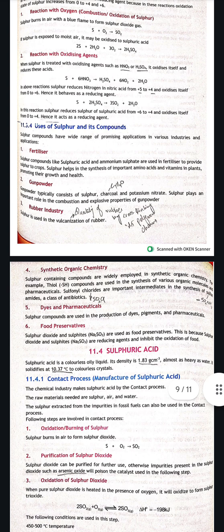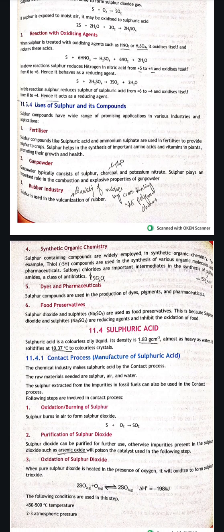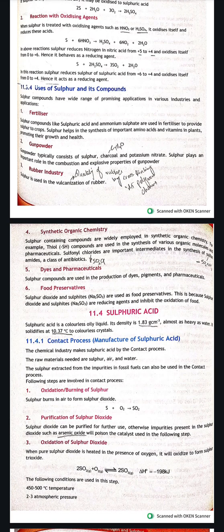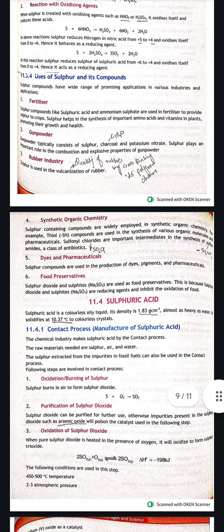Reaction with oxidizing agents. When sulfur is treated with oxidizing agents such as HNO3 or H2SO4, it oxidizes itself and reduces these acids. So S plus HNO3 gives us H2SO4 plus NO2 plus water. In above reactions, sulfur reduces nitrogen in nitric acid from +5 to +4 and oxidizes itself from 0 to +6. Hence, it behaves as reducing agent.